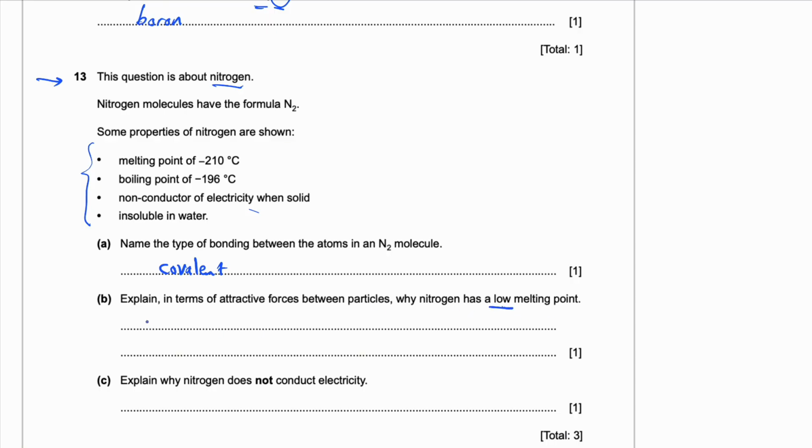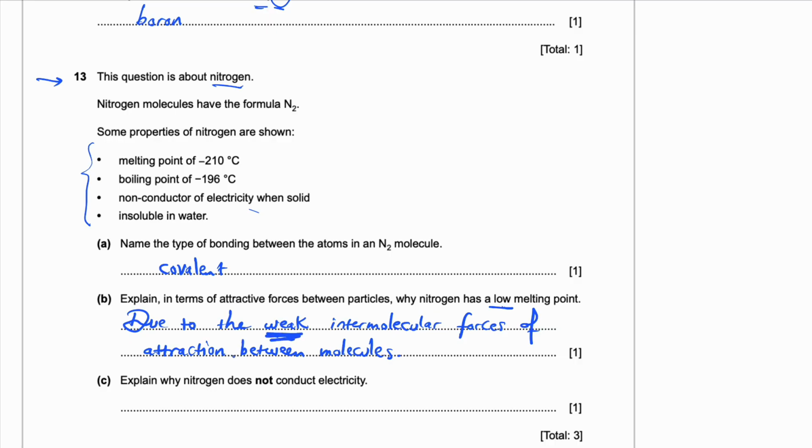Remember, between molecules we have weak intermolecular forces of attraction. So you mention the strength, which is weak, and the identity of species that are making this attraction, which are molecules. So between one molecule and a neighboring molecule, they are connected through weak intermolecular forces. Explain why nitrogen does not conduct electricity.